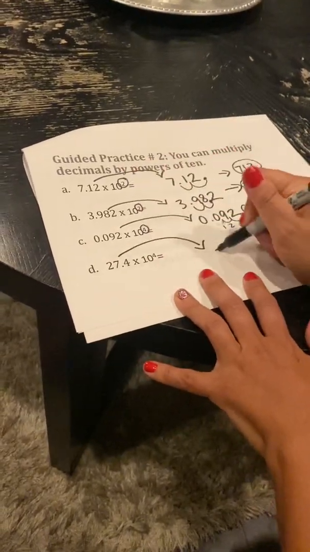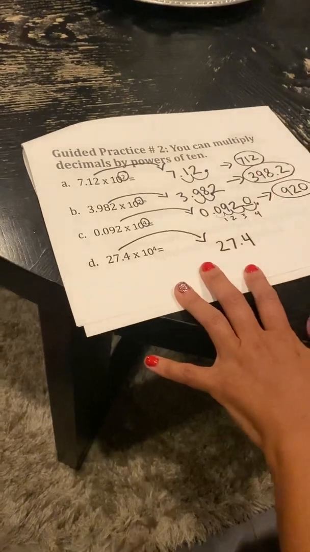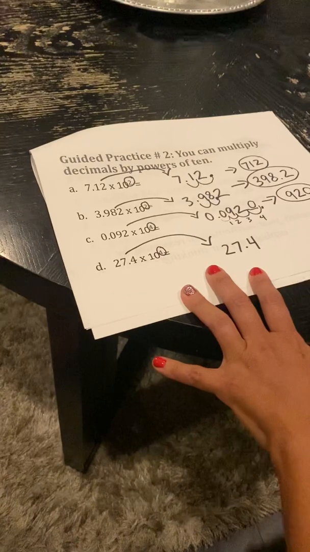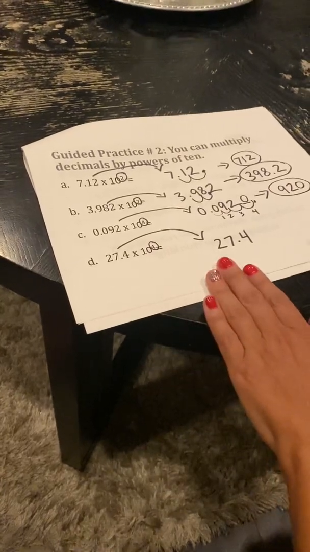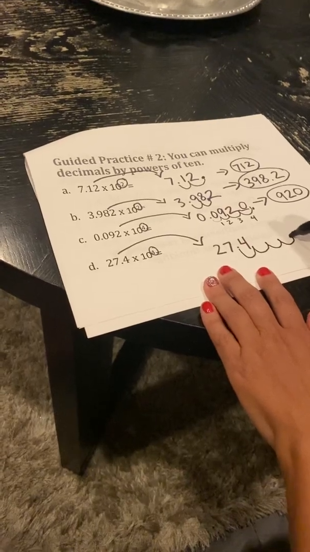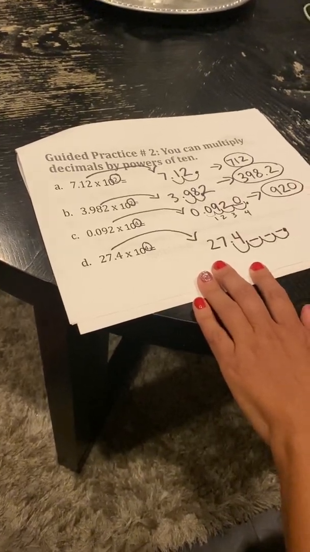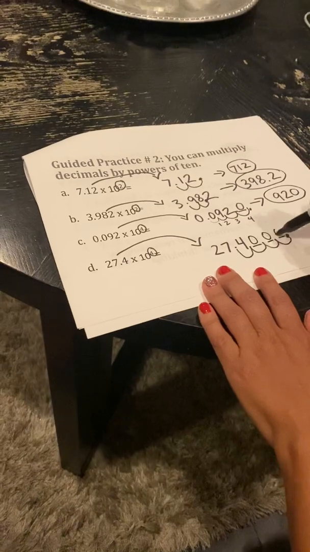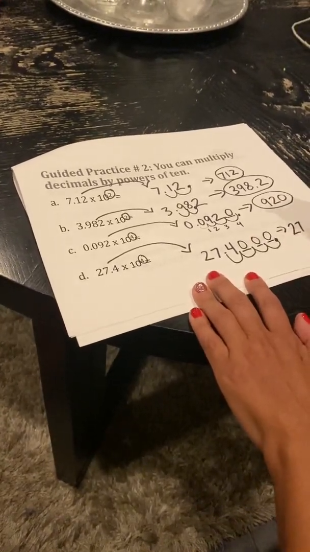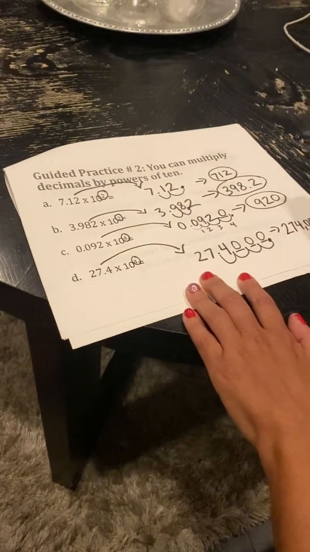All right, here I'm going to rewrite it as 27 and 4/10 times 10 to the fourth power. The 4 is telling me I need to shift my decimal point 4 times to the right. 1, 2, 3, 4. So here I have 3 empty place values. I need to put 3 zeros for my empty place values. I'm going to rewrite it as 274,000.